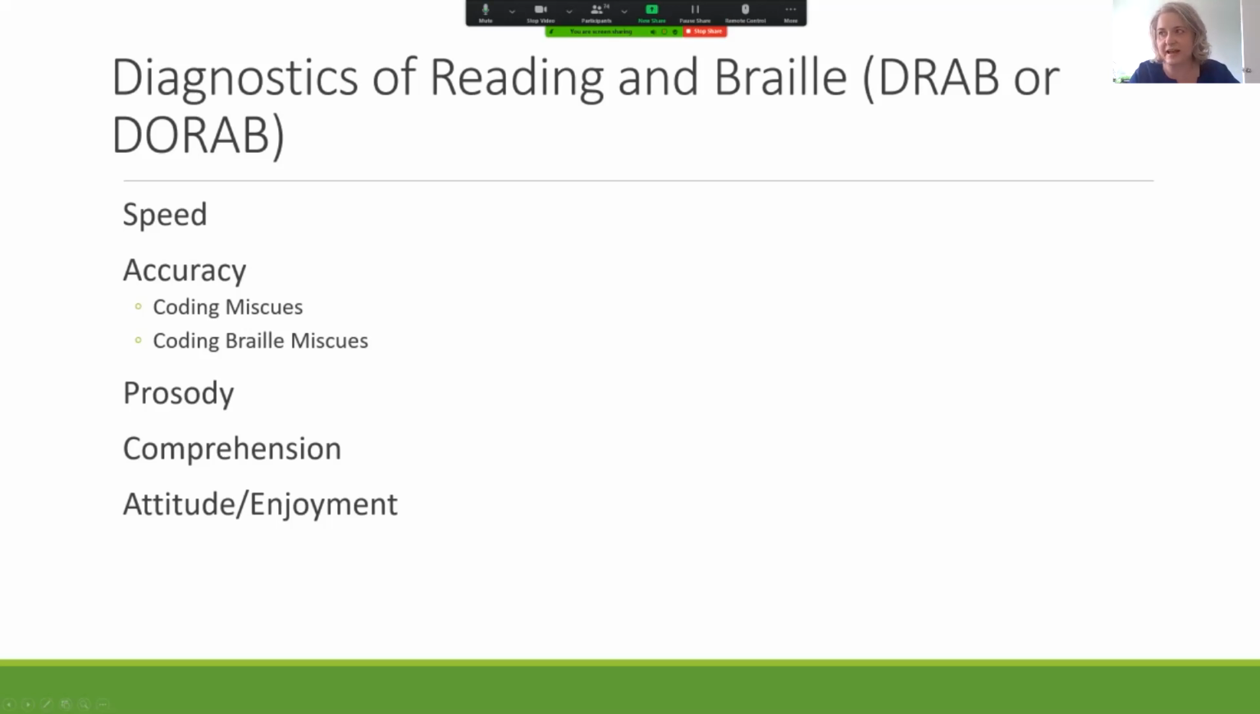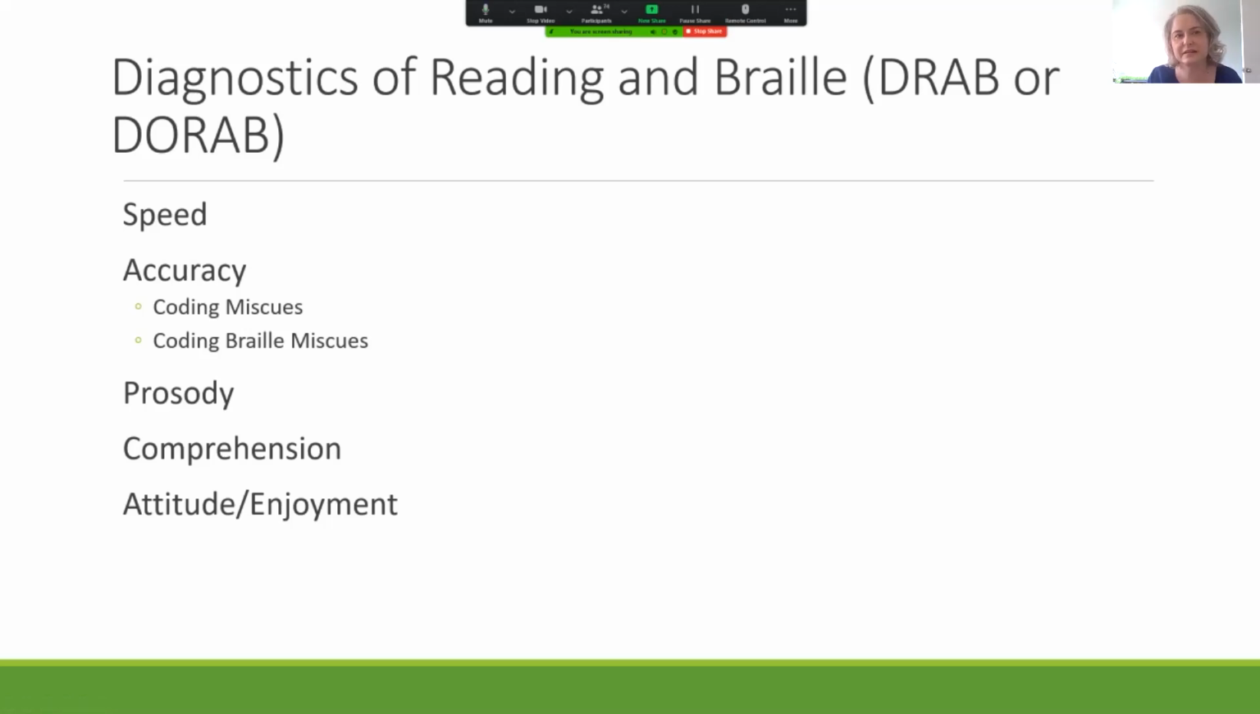One of the tools that I provided in your handout is related to accuracy. And if you look in your handout or if you look at it later, you're going to see a tool for coding miscues like you would on the Johns. And then there's a second tool that shows you how to code Braille miscues. And we definitely don't have time to go into that.